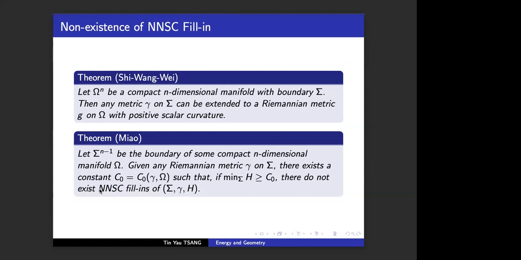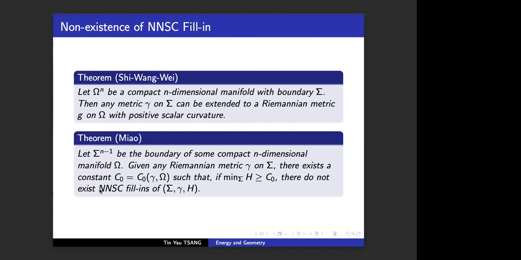It's a very good result that Xi Wang Wei has proved that if we ignore the mean curvature assumption, and just give you gamma, I mean the metric itself, you can overextend it to a Riemannian metric with positive curvature within the boundary. Within the boundary, I mean your omega here.